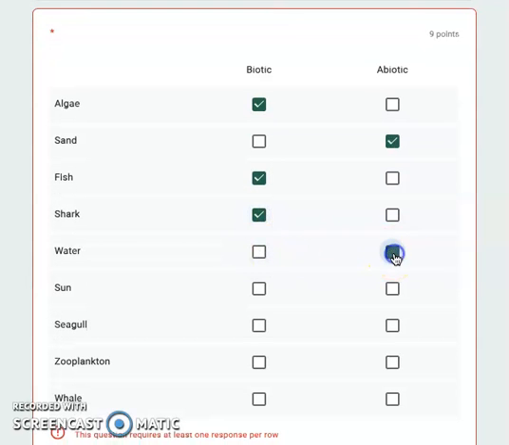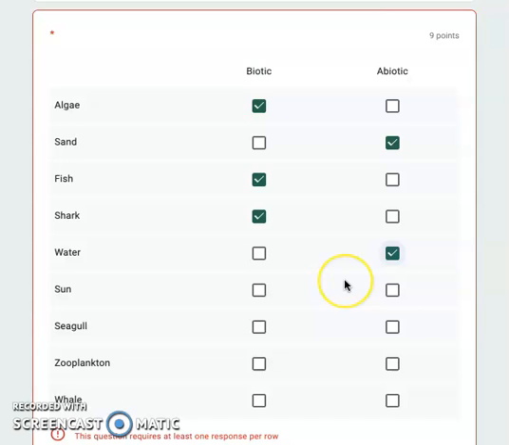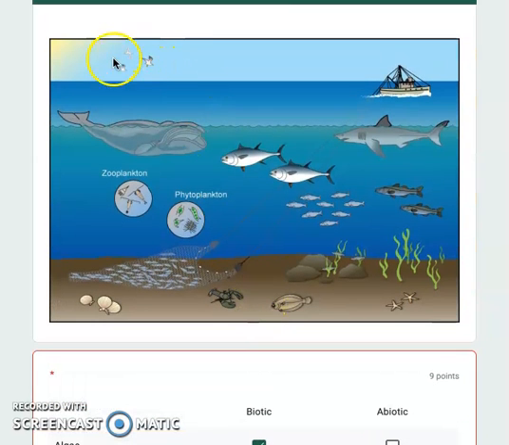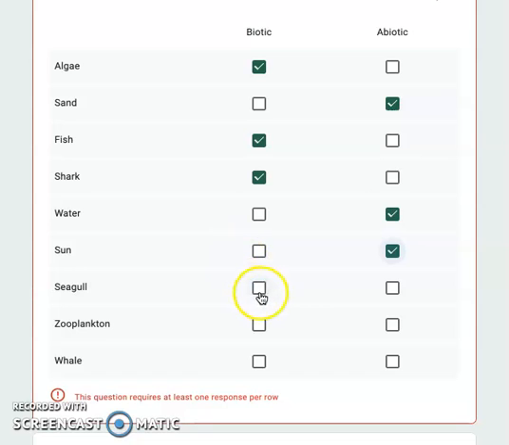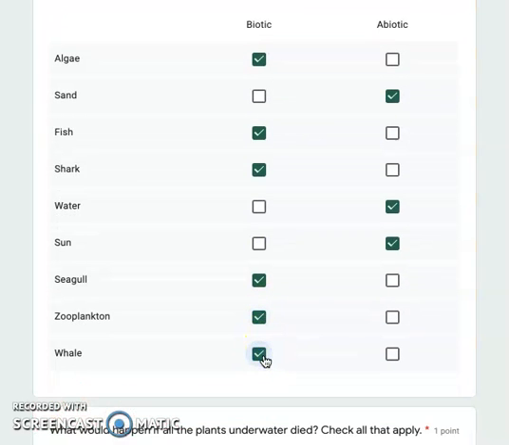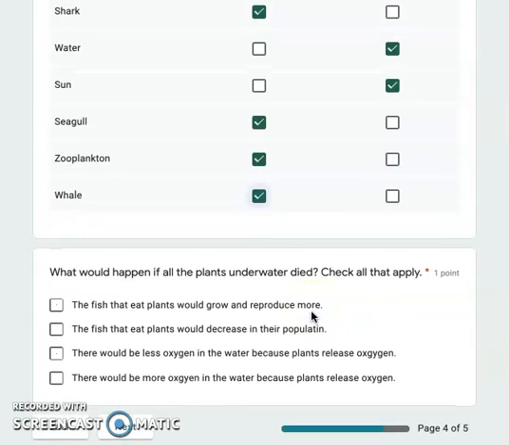Water would now be considered abiotic because it is not a living thing. Sunlight, again, would be considered abiotic. The seagull, which is a type of bird, right? It's found right over here, would be considered biotic because it is a living thing. Zooplankton, so kind of like plankton from SpongeBob, definitely a living organism. And so is the whale.